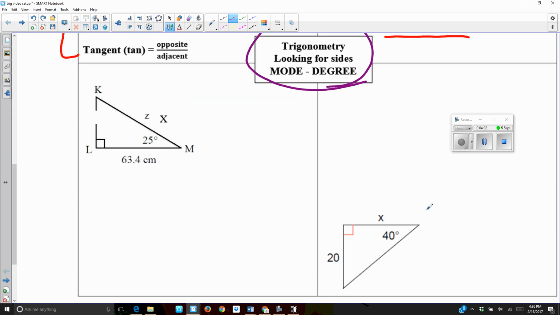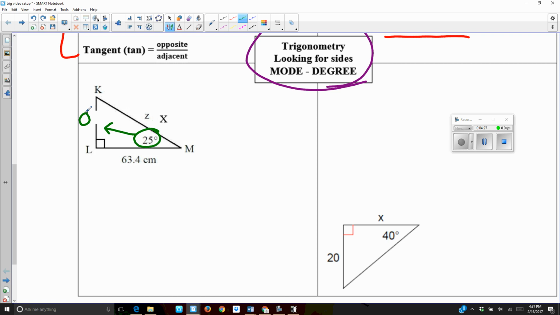Let's do a couple more. So the next problem, they give us the angle 25. So you have to determine the two sides in this problem, the 63.4 and the z, whether they're opposite, hypotenuse, or adjacent. So you should recognize this side across from it is the opposite side, but they don't give us any information about that side, and they don't ask us to find that side.